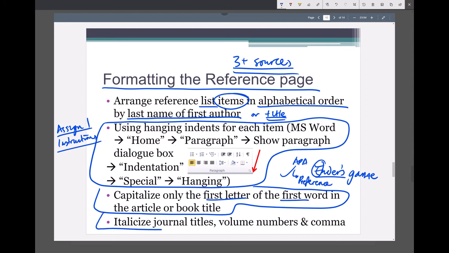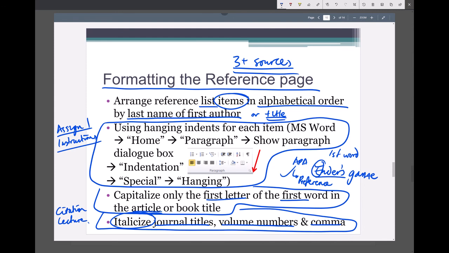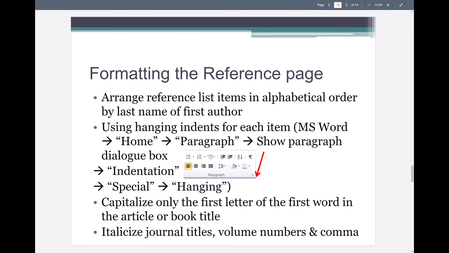Journal titles, volume numbers, and commas, you italicize those in journals. So you can check that again in the instructions.